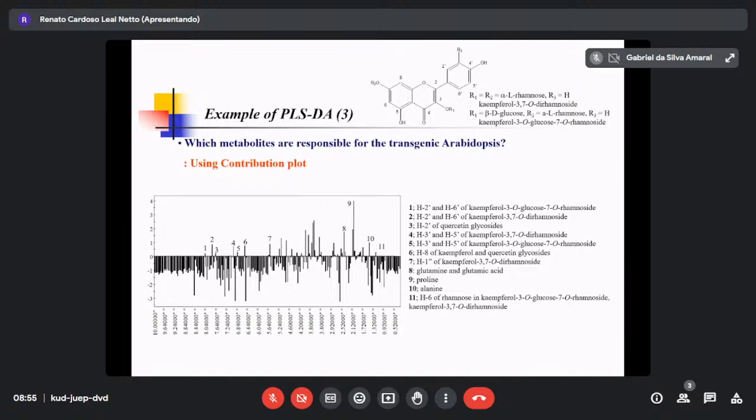PLS modeling is also possible. Here, now it's the positive one, the transgenic one. Based on this, we can draw the conclusion that these metabolites are more abundant in the transgenic. Then probably that transgenic plant is a bit touched, yeah, flavonoid related genes, something.